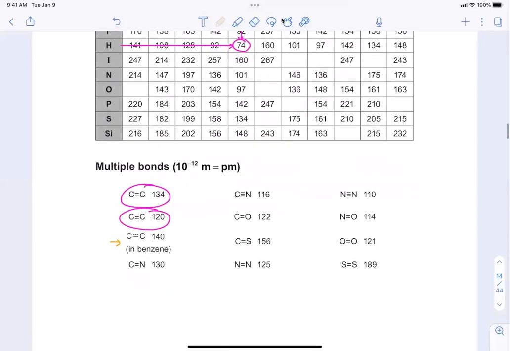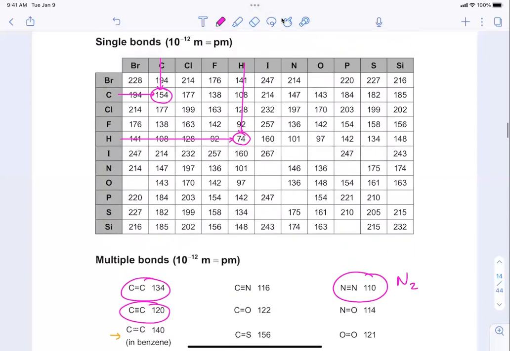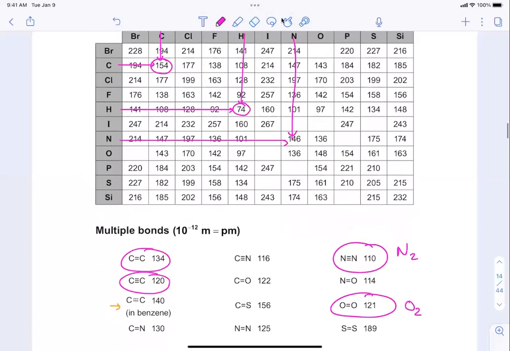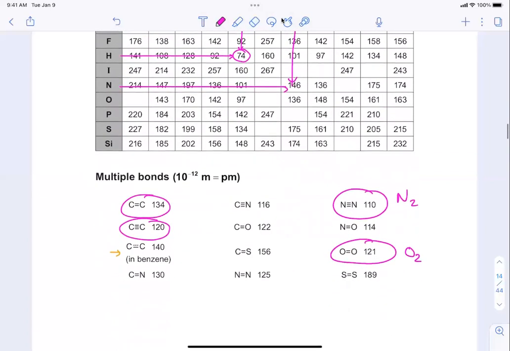Now, a couple other things. N2 is triple bond N. You have to remember that. So the bond length of N2 molecule is 110, not 146 as up here, because you need to know some of these common bonds. Oxygen, O2 is 121, not whatever it says up here as 148. So knowing some of these common diatomics and their bonding will help you.